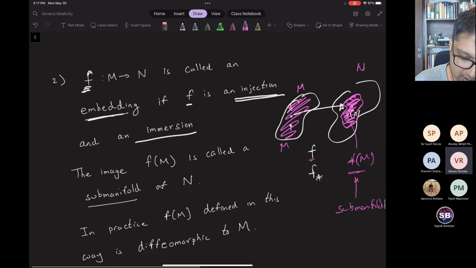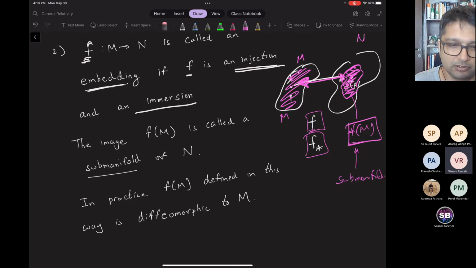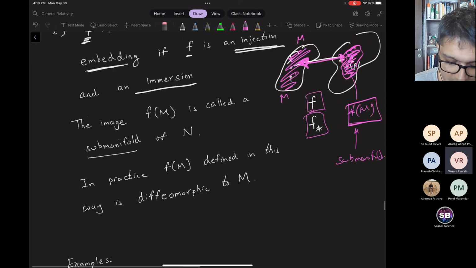The conditions for this are that F is one-to-one and F star is one-to-one. If these two conditions are true, then we get something called a submanifold. And in practice, this F of M, this submanifold that we're getting, is going to be diffeomorphic to capital M. In practice, these two will turn out to be diffeomorphic to each other.